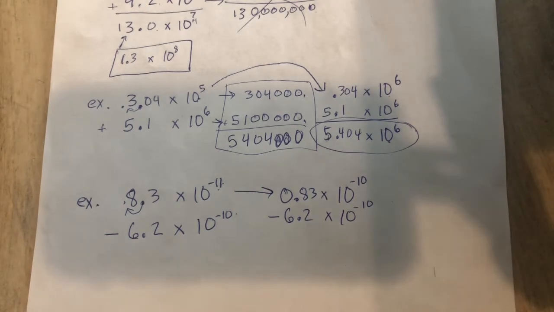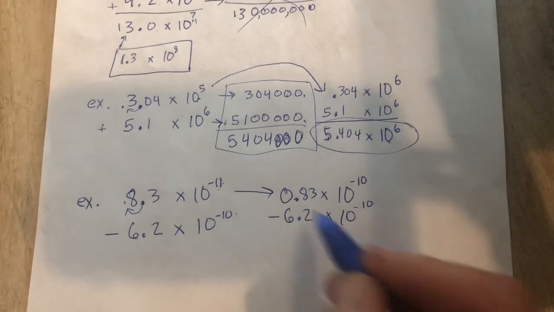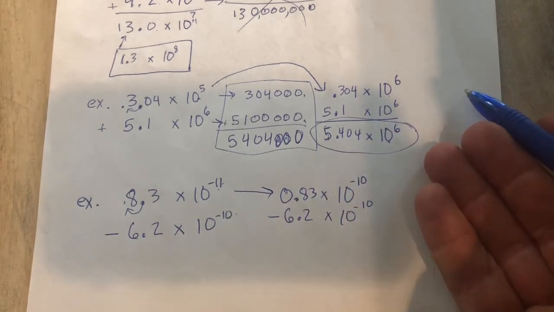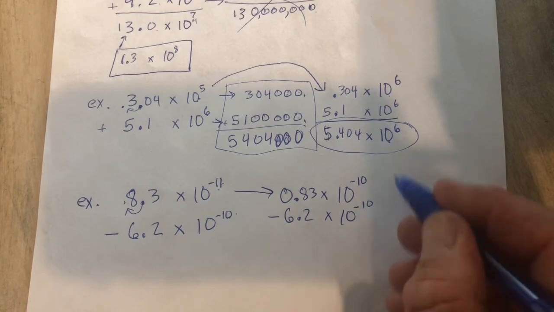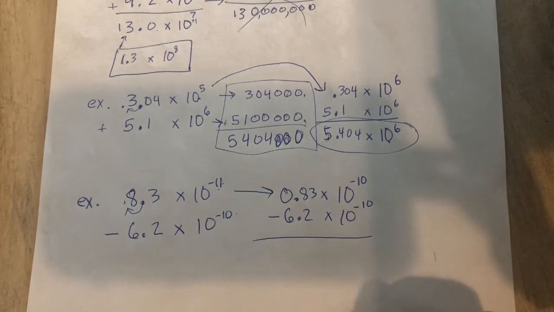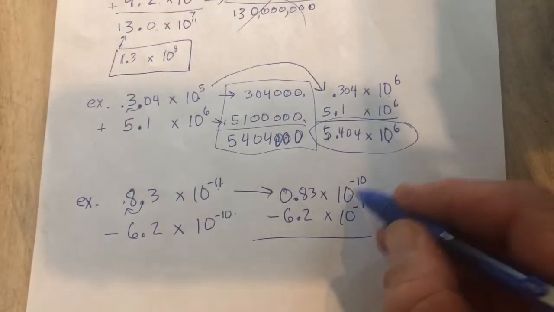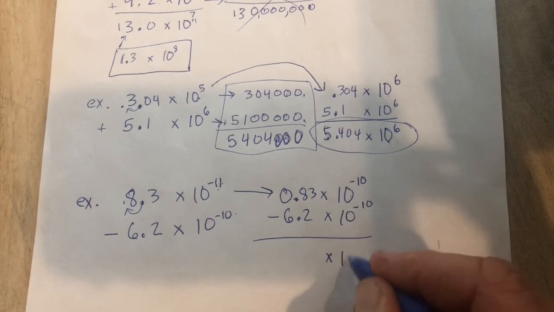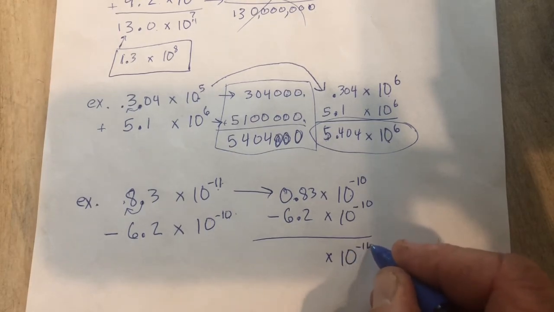One little bummer about this one is that by making this the bigger one, I gave us one that's going to come out with a negative answer. That has nothing to do with the power of 10 though. The power of 10 will just stay the same here. So 10 to the negative 10th and 10 to the negative 10th is still times 10 to the negative 10th here.